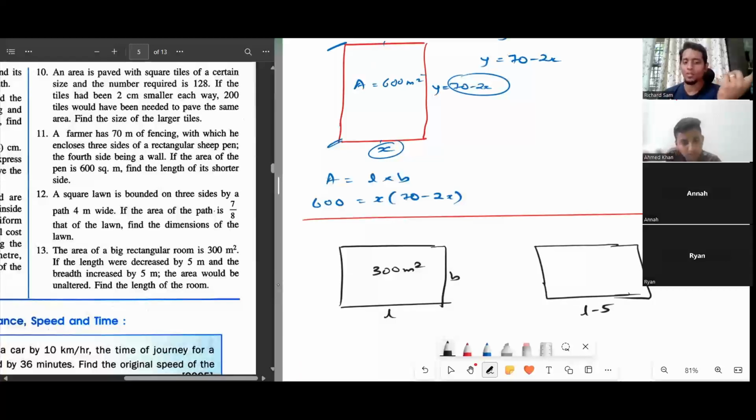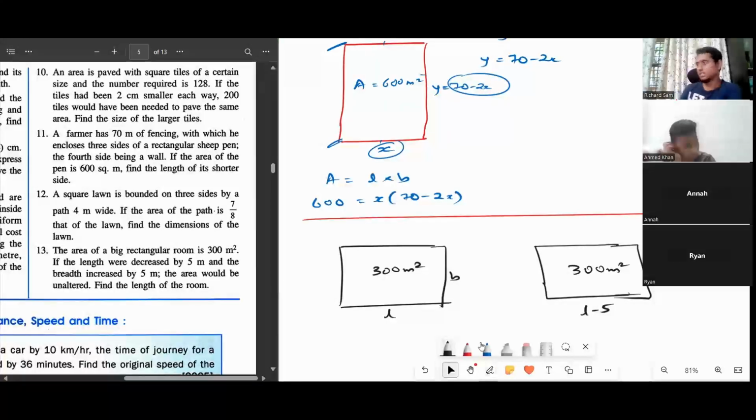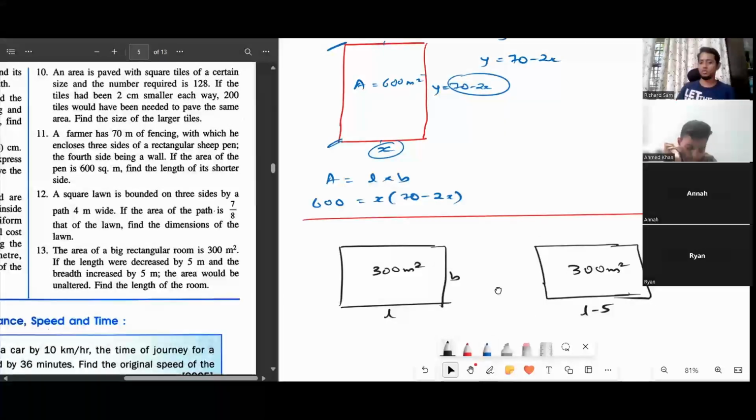The area would be unaltered. That means this one's area also would be unaltered. Means what? It would not change. If you reduce the length by 5 and increase the breadth by 5, they're saying the area would not be altered, which means it would still be 300 meters square. This is what they're saying. This is a question. Is that clear? Now, what do we do with this?